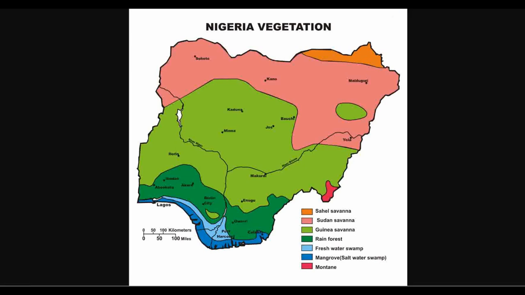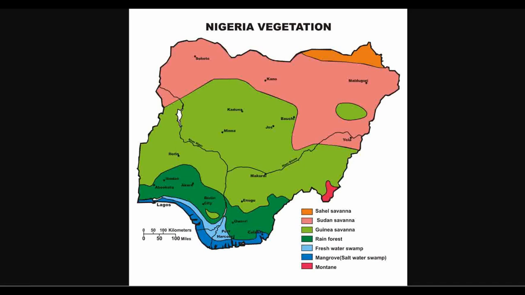Now, the Sahel savanna borders the Sahara Desert. The grasses there are generally very short and in clumps, or what you call the tussocks. The trees and shrubs are few and sparsely distributed. Bushfire is a major problem there during the dry season. When the grasses are burnt, the underground part will survive and it will grow again during the rainy season.